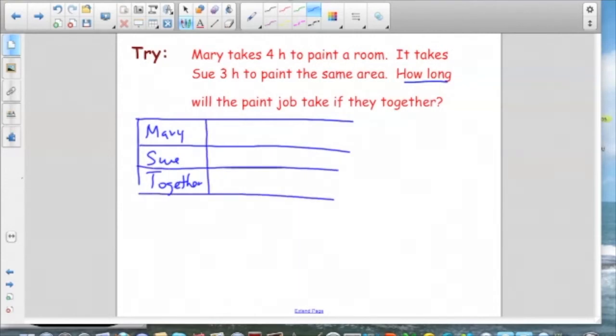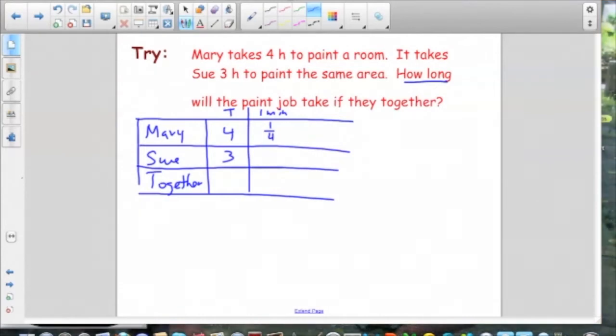All right, so now we know the time that Mary can paint is 4 hours, and we know the time that Sue can paint is that, and they're going to be working together. Now the fraction of time, so in 1 hour, we're doing hours, units. So in 1 hour, she can do 1/4 of the room, and Sue can do 1/3.